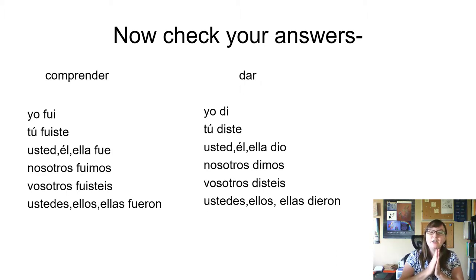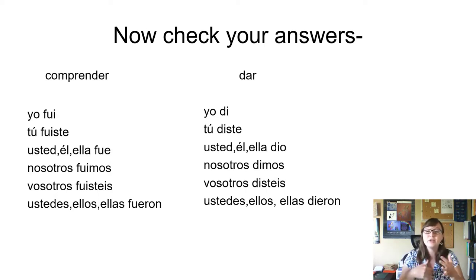So, ser, yo fui, tú fuiste, usted fue, nosotros fuimos, vosotros fuisteis, y ellos fueron. So again, this is incorrect. It should be ser up here on the left-hand side. Dar, yo di, tú diste, usted dio, nosotros dimos, vosotros disteis, y ustedes dieron. Note, if you ever see a typo, a spelling mistake, or anything else, please send me an email and a screenshot, and I'll give you 1 point of extra credit for noticing the error. In this case, I noticed the error, so you can't get any extra credit.